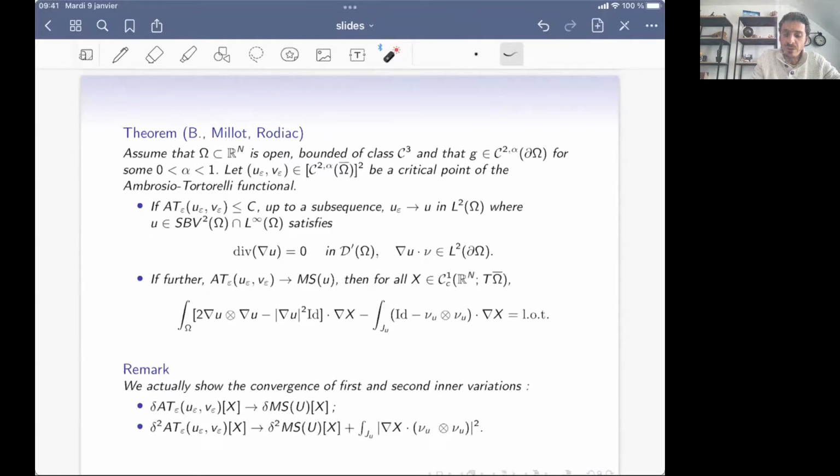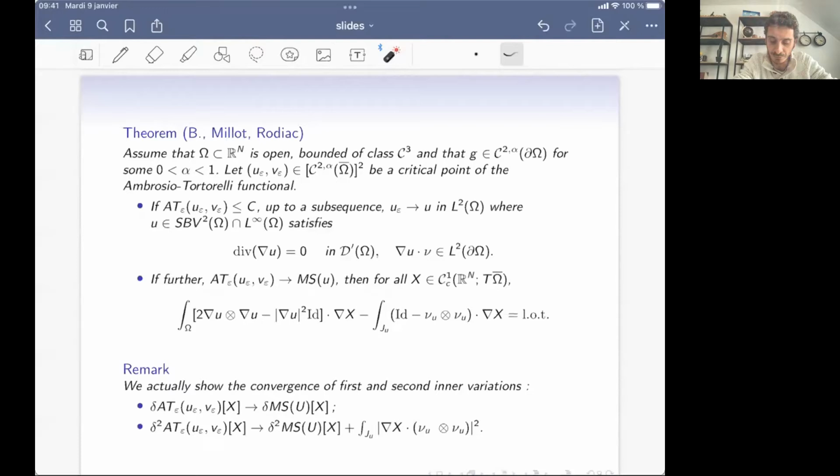If you further assume that you have convergence of the energy, then the limit function U will be a critical point of the Mumford-Shah functional. It will satisfy the inner variation criticality condition, which is this equation. In what I did before, I had zero on the right-hand side. Actually, I don't have zero because I have to consider boundary terms, but these are lower order terms, which are not that relevant to understand the technique.